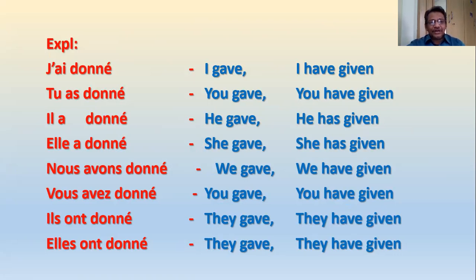J'ai donné, tu as donné. J'ai donné is I gave and I have given. Tu as donné is you gave and you have given. It goes on like that. Il a donné, elle a donné, nous avons donné, vous avez donné, ils ont donné, elles ont donné. Okay, so write the subject, write the auxiliary verb avoir in present tense, and donner are all the verbs in passé composé except 14 verbs and their derivatives and also the verbe pronominal.